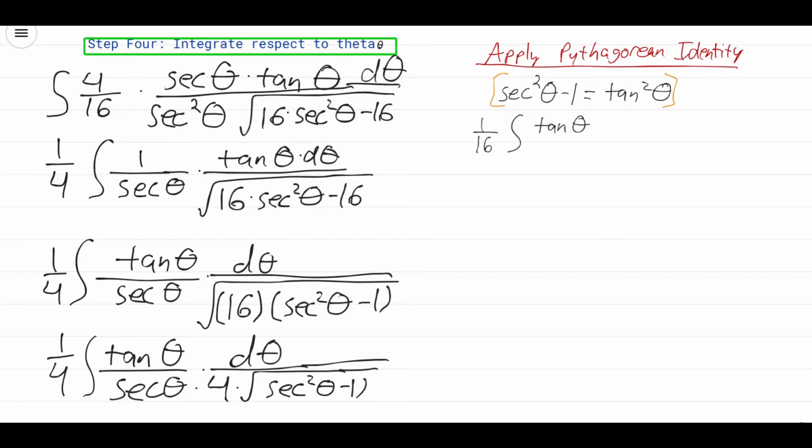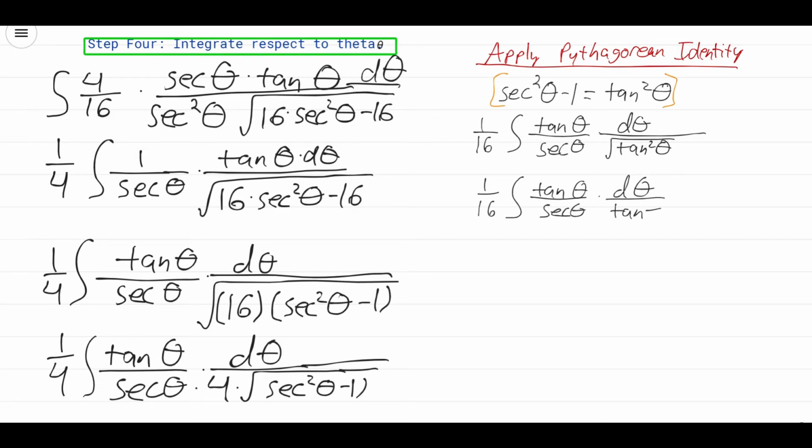So 1 over 16 tangent theta divided by secant theta times d theta. And then we're going to substitute tangent squared theta where secant squared theta minus 1 is. In doing so, this problem just became simpler to deal with that radical. So d theta divided by tangent theta, because the square and the radical will always cancel each other out as long as it's the square root.